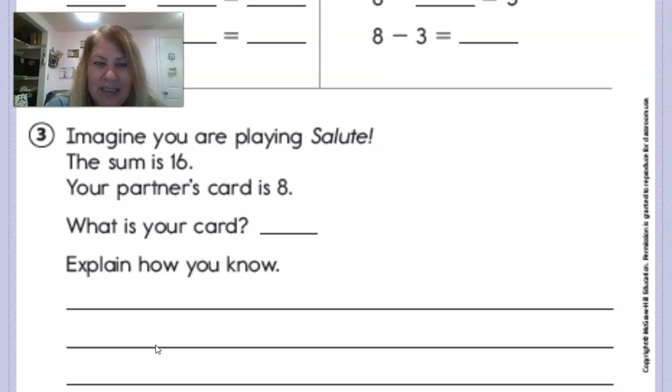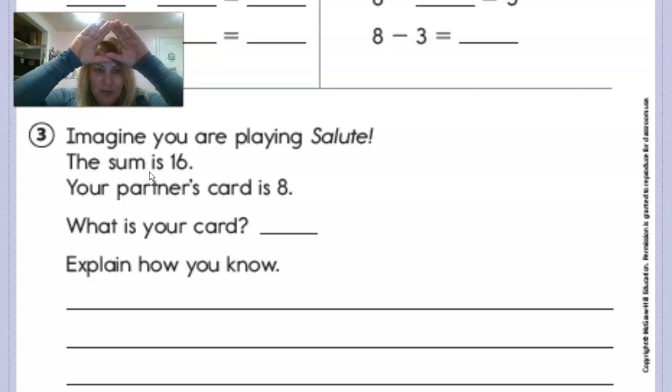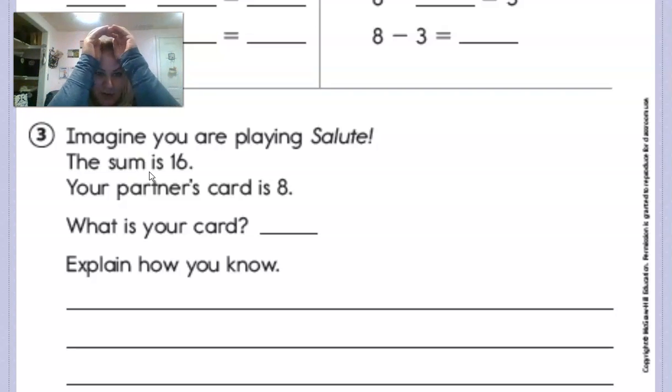Number 3 says, imagine you're playing Salute. Remember Salute's where you hold a card up on your forehead and you play it with a partner. And then that partner is holding a card on their forehead. And then there's a third person who tells you what the sum of those 2 numbers is, and you have to figure out what number you're holding up, right?